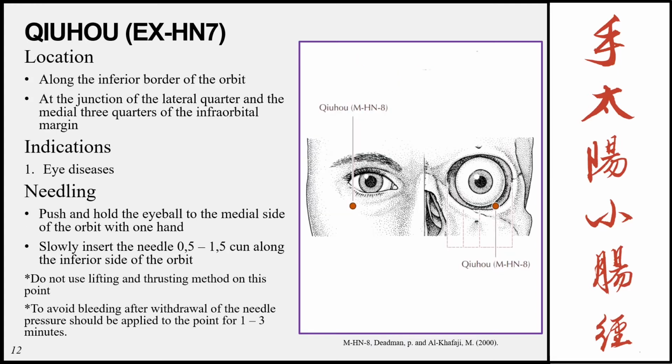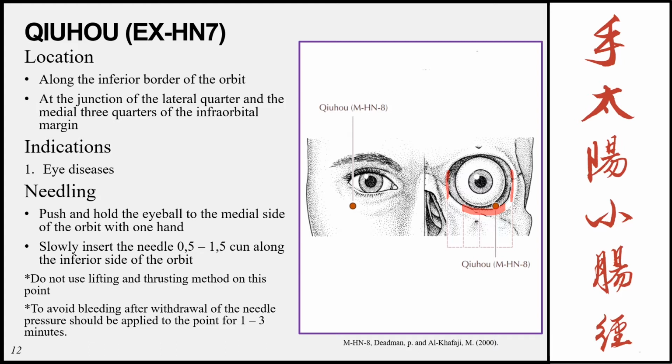The next point is Chihuo, EXHN7. This point is along the inferior border of the orbits. So this is the inferior border of the orbits at the junction of the lateral quarter and the medial 3/4 of the infraorbital margin. So as you can see here, they divided the infraorbital margin, which is the lateral end of the orbits and the medial end of the orbits, and we divided into 4 equal parts.